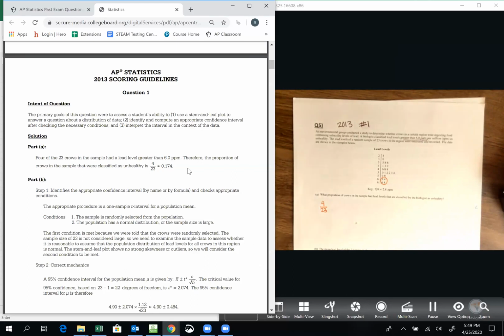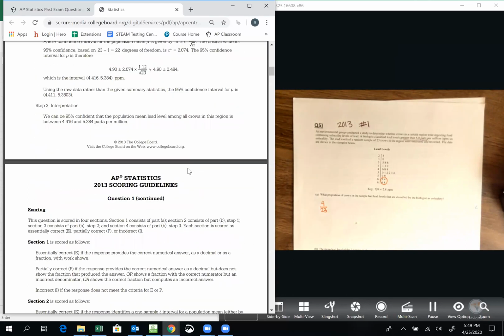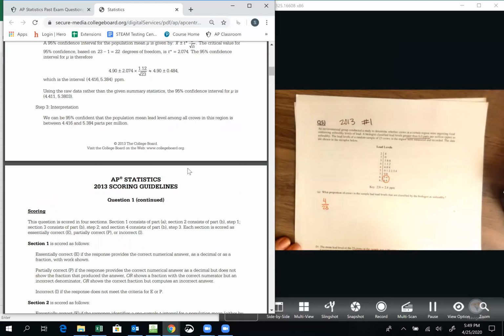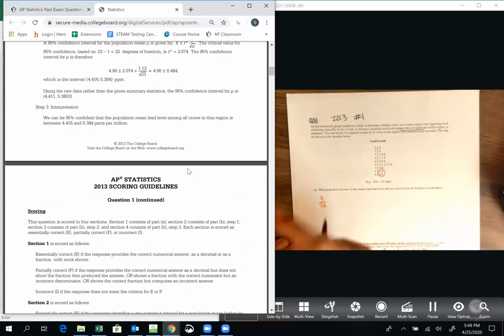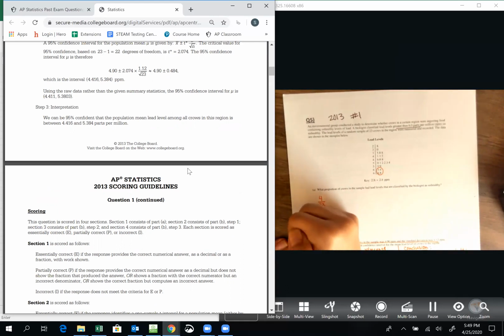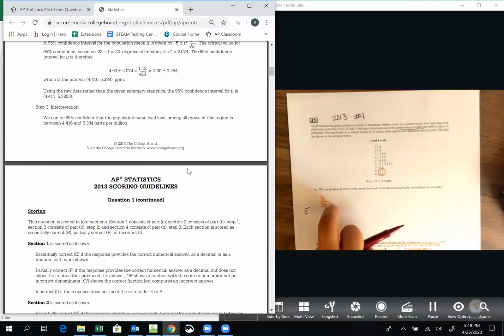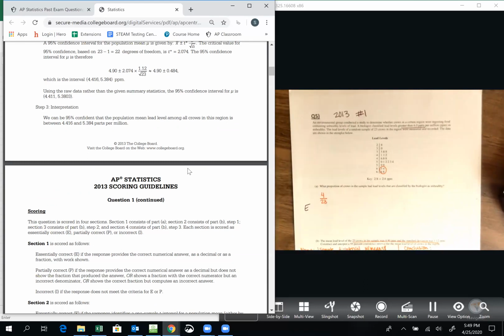Let's see if part A is scored. Oh, part A is scored on its own. Essentially correct if you have the correct numerical answer as a decimal or a fraction with work shown. So your work, 4/23, can be your work and your answer, but just the decimal would be partially correct. Or if you got the numerator but not the denominator, or the denominator but not the numerator, they also gave you partially correct.